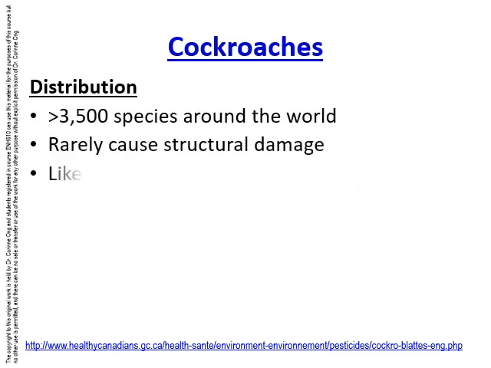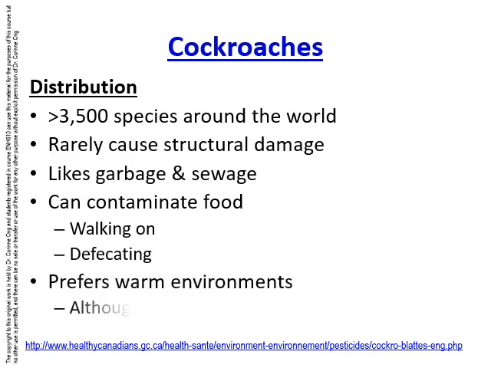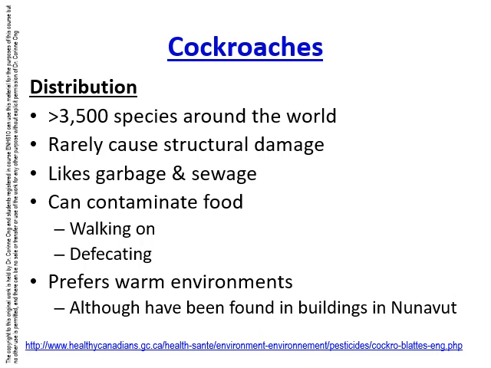So the first type of insects we're going to look at are cockroaches. There are more than 3,500 species around the world, and they rarely cause structural damage, unlike termites or carpenter ants. Unfortunately, they like garbage and sewage. So because of those practices, they can contaminate our food if they actually walk on the food or defecate on the food. Generally, they prefer warm environments. However, in Canada, they have been found everywhere, even as far north as Nunavut.